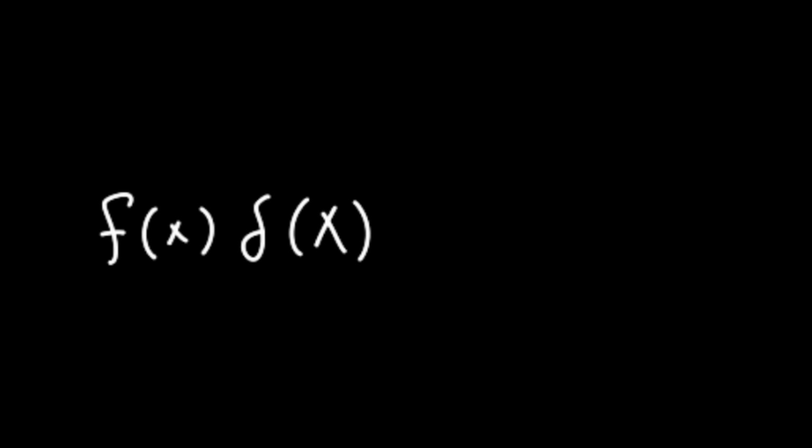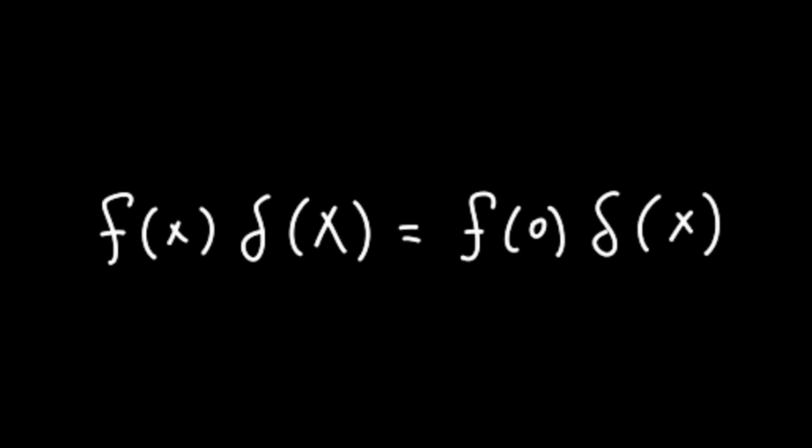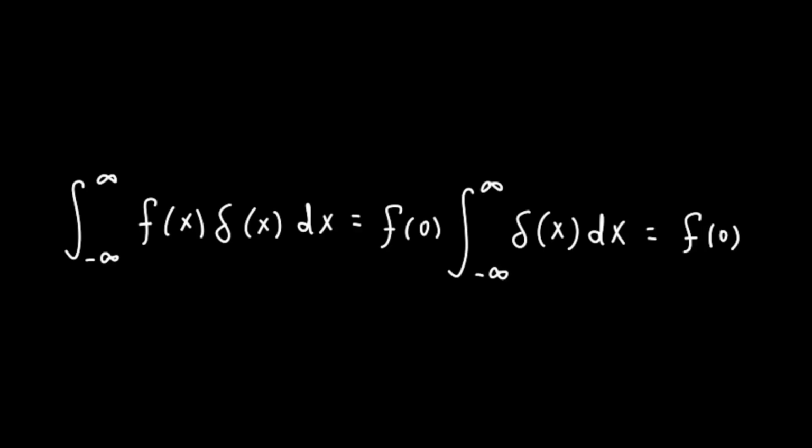Now, if we have a normal function, f of x, and let's say that we multiply it by the delta function. Since everywhere else the delta function is 0, except for x equals 0, that's the same thing as multiplying f of 0 with the delta function. So, if we want to evaluate the integral of f of x times the delta function, that's the same thing as pulling out f of 0 and just evaluating the integral with the delta function on its own. And we know that is equal to 1, so the whole thing is equal to f of 0.